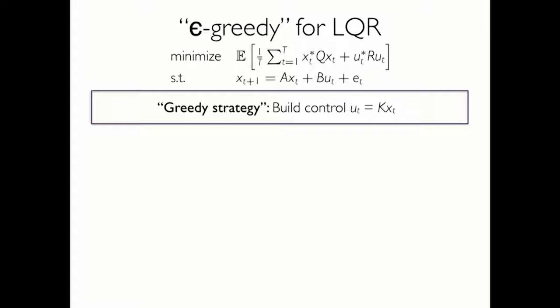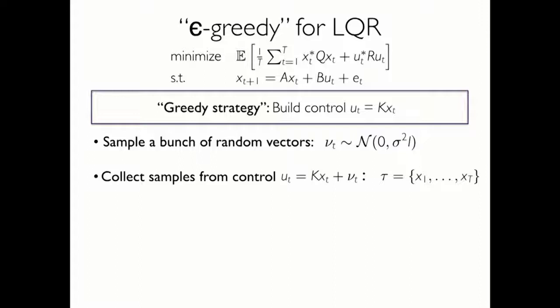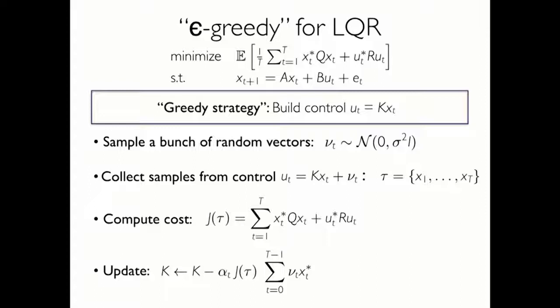Okay, so here's my greedy strategy: I'm going to build a control that's static, and I'm going to assume that's true. So I'm going to initialize with some controller. I'm also going to sample some vectors for exploration. These new vectors are going to allow me some exploration. I'll run the current control K, but add to the current control scheme a little bit of noise that allows me to move around. Then I'm going to compute the cost, and my update is going to be the old cost minus the new cost times the sum of the exploration vectors times the state transpose.